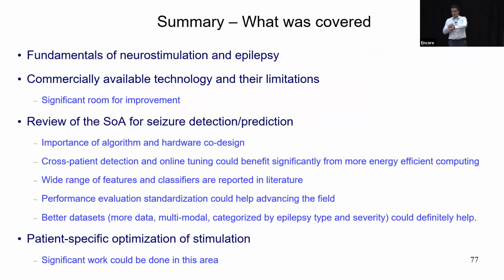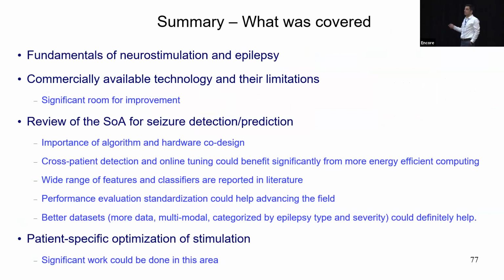Okay, so let me summarize my talk. In this tutorial, we covered fundamentals of neurostimulation and epilepsy. We talked about commercially available technology and their limitations, and we saw that there's significant room for improvement here. We reviewed the state of the art for seizure detection and prediction. We saw the importance of algorithm and hardware co-design.